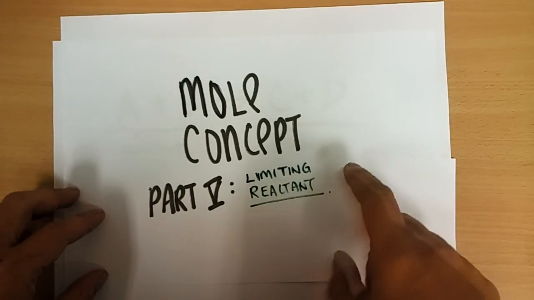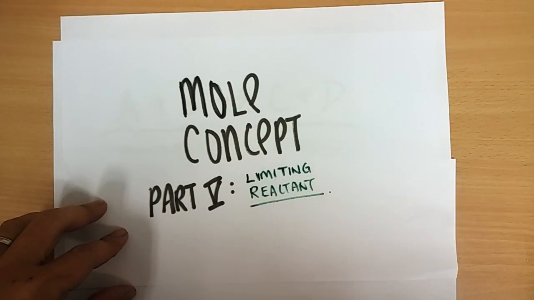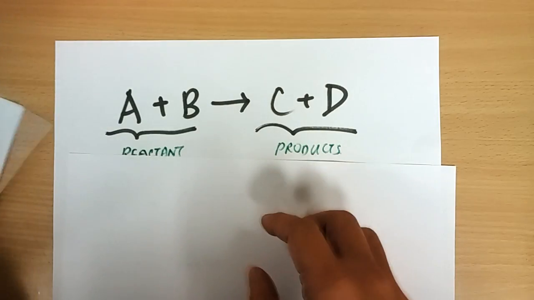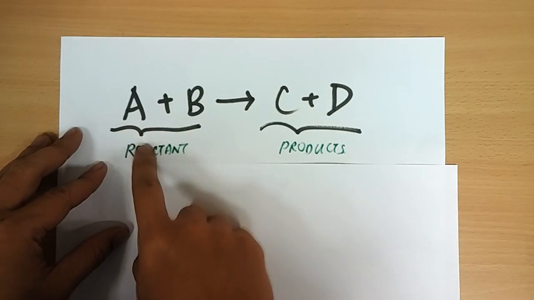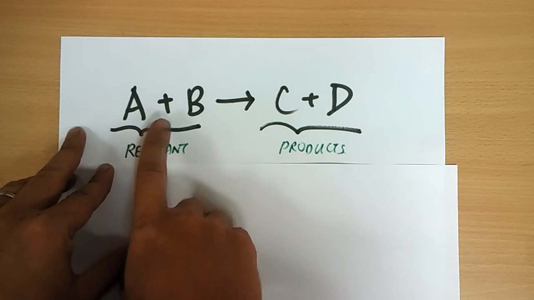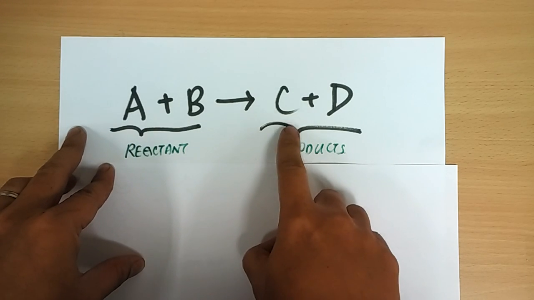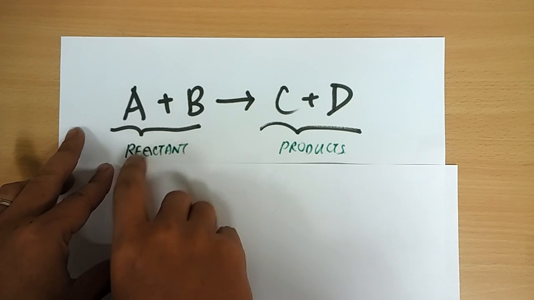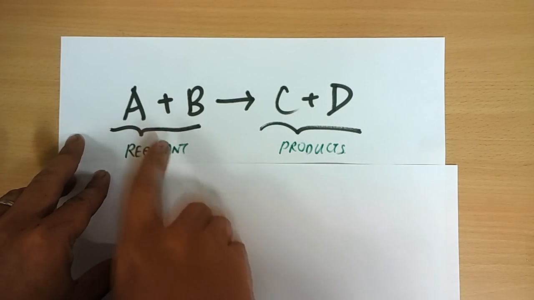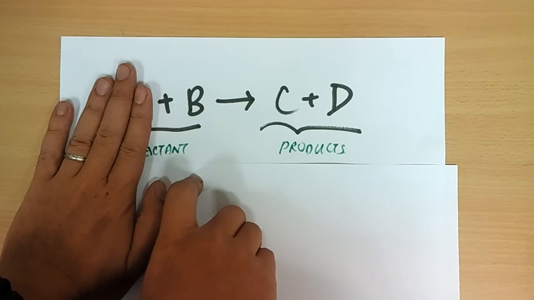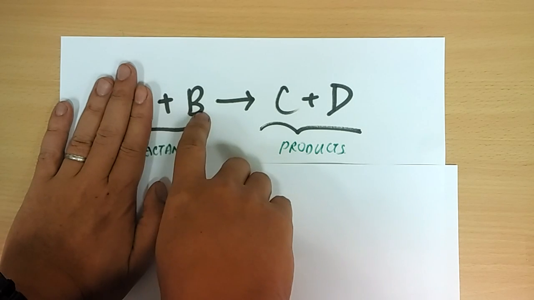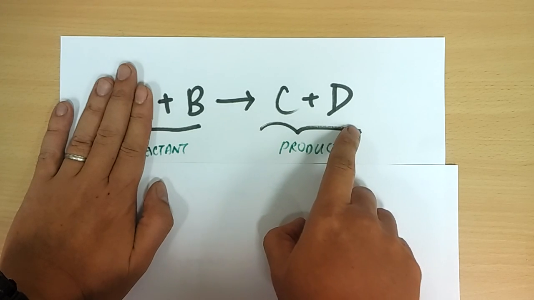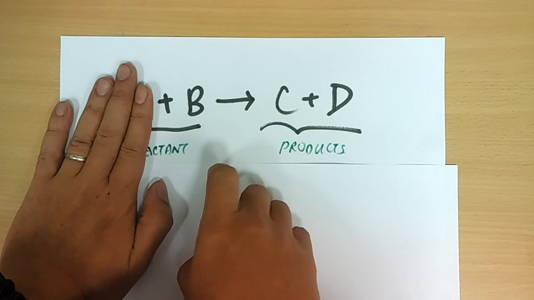This is the last video for mole concept, and it deals with limiting reagents. Limiting reagents are simply this. Every reaction has certain reactants A and B reacting together to produce products C and D. However, if there is a limiting reagent, it means A is limited. When A is totally used up and you have lots of B left, the reaction stops. You cannot produce any more C and D because A is totally gone.